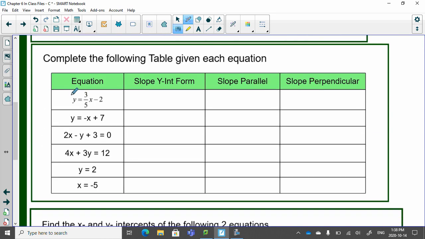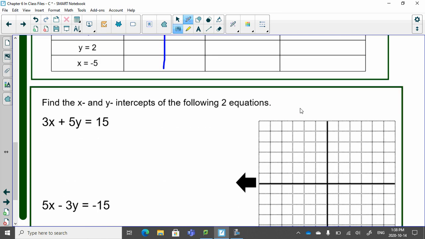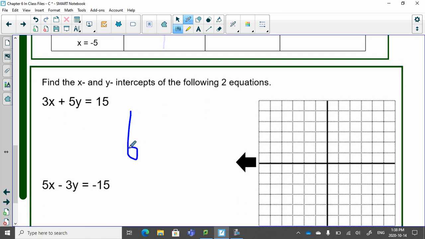Next, here are 1, 2, 3, 4, 5, 6 equations. Make sure you put them in slope y-intercept form. This is in slope y-intercept form. This is not. This is not. Put those in slope y-intercept form. These both are, believe it or not. There's just the special cases, the horizontal and the vertical lines. Okay, go back in your notes, you'll see what these two are. And then once you get the form here, then state what is a slope parallel to this line, what is a slope perpendicular. And then to get a little practice on intercepts, 6.3, that's all this is.